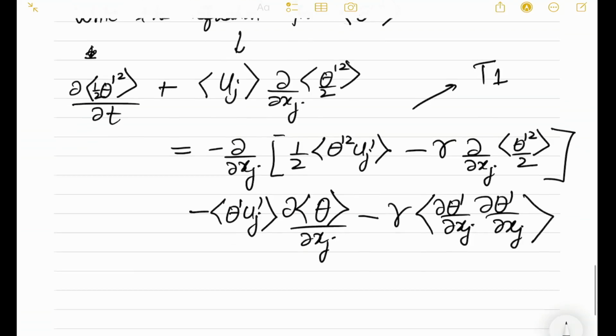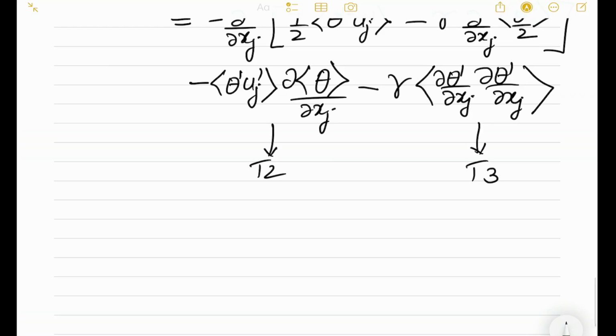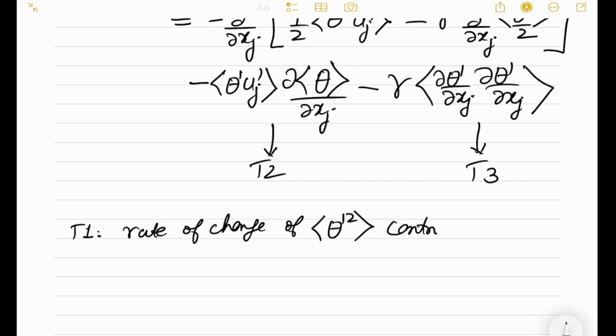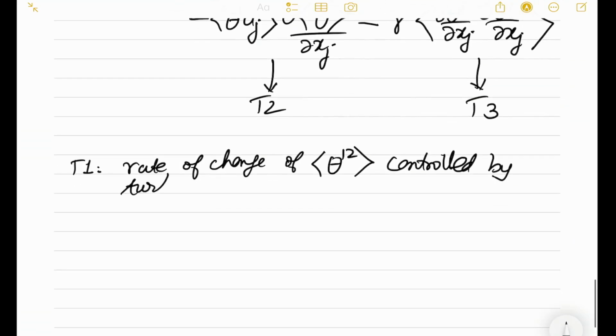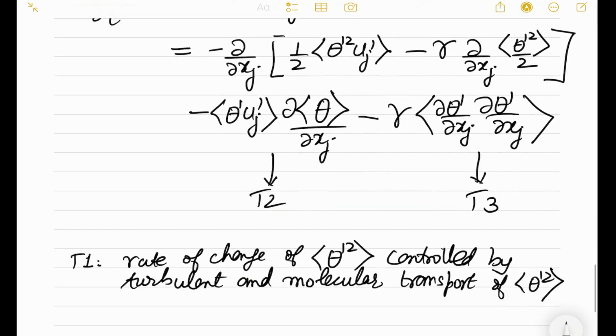So, here let the first term be called T1, let the second term be called T2 and the third T3. Now, the T1 term is the rate of change of theta prime square controlled by turbulent and molecular transport of theta prime square.